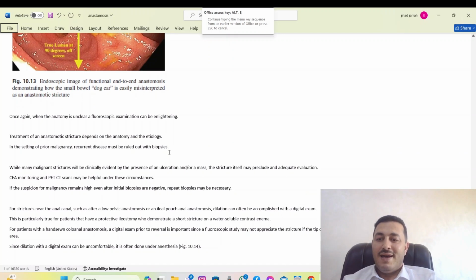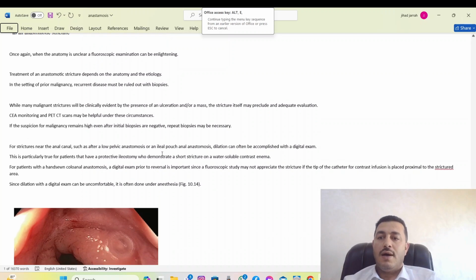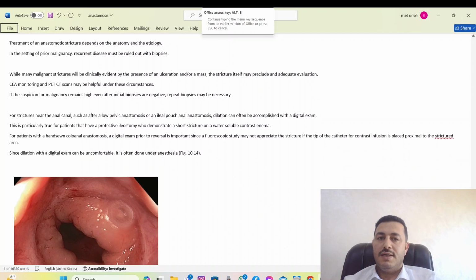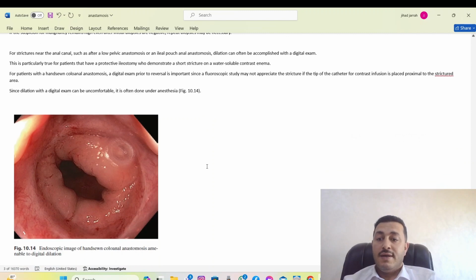Okay, of course we should be aware of malignant stricture and biopsy should be done, and even if there is high suspicion of malignant stricture, we should repeat the biopsy. In these cases, monitoring of the tumor marker CEA and PET scan can be helpful if we have a stricture and suspicion of malignancy.